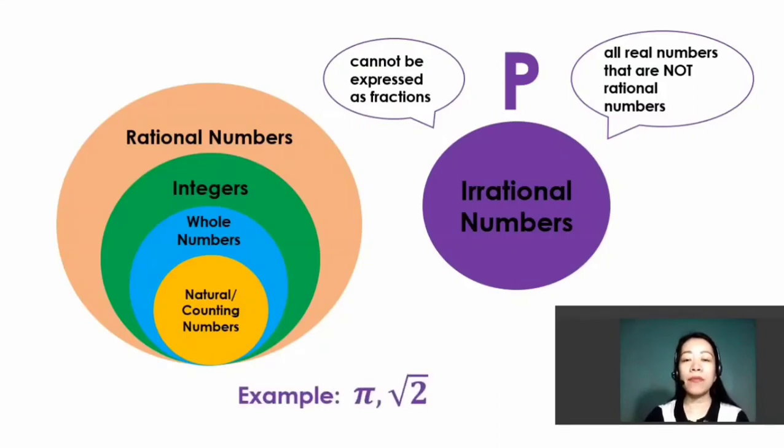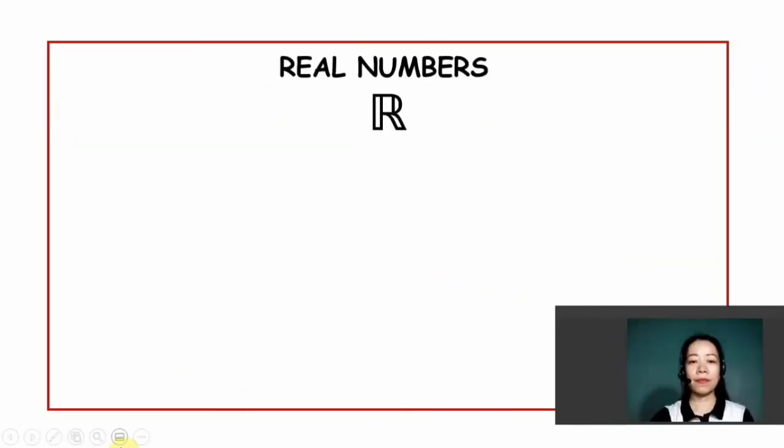An example of irrational numbers would be pi and square root of 2. We know that pi is a never-ending number that does not repeat with a constant decimal, and this is what makes it an irrational number. Square root of 2 also turns out to be an irrational number since it cannot be expressed as a fraction.